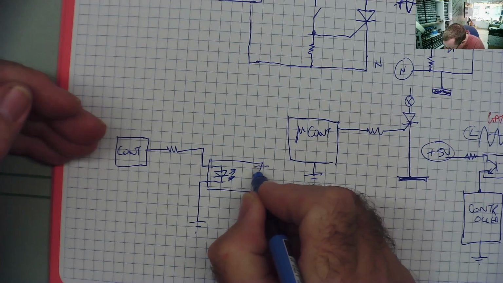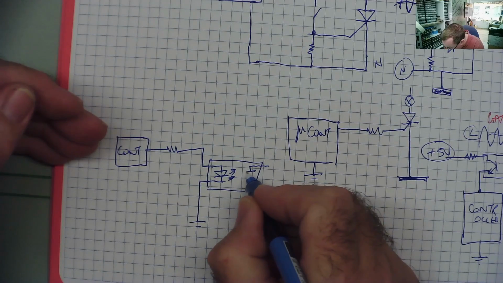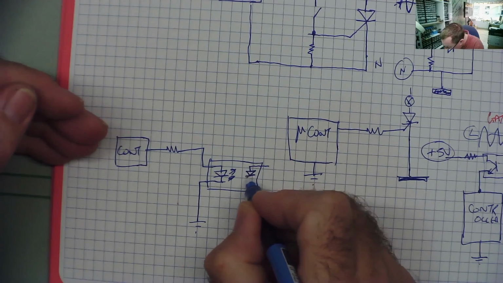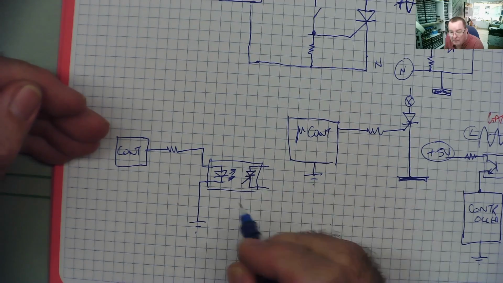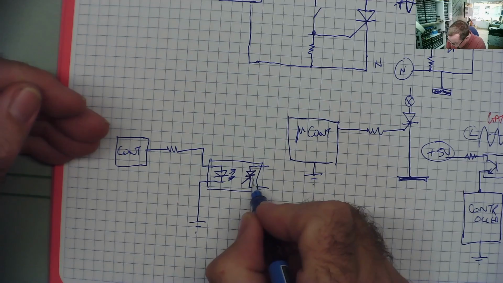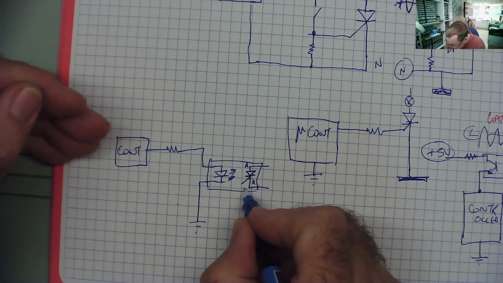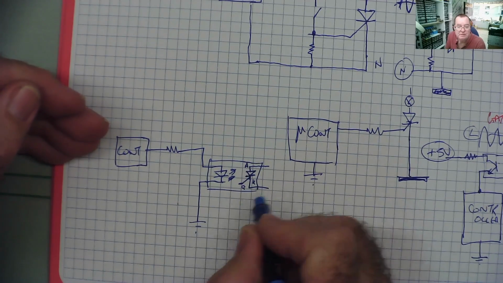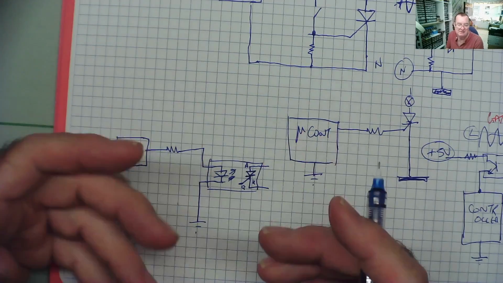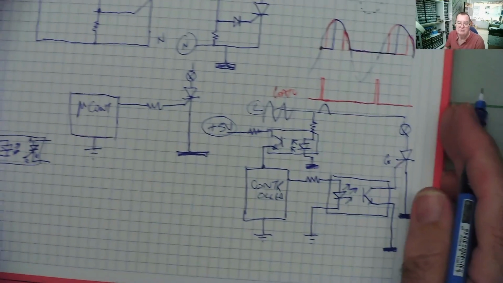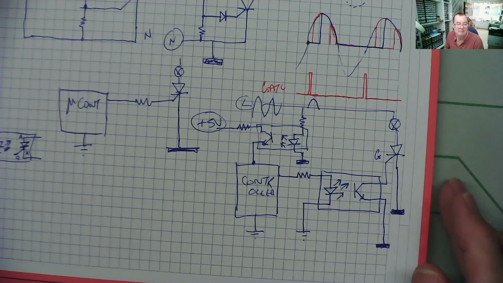So a photo thyristor is just another thyristor: gate, cathode, anode, but the gate isn't electrically connected to anything. Shining a light on the gate turns it on, in the same way that shining a light on the base of this turns it on.